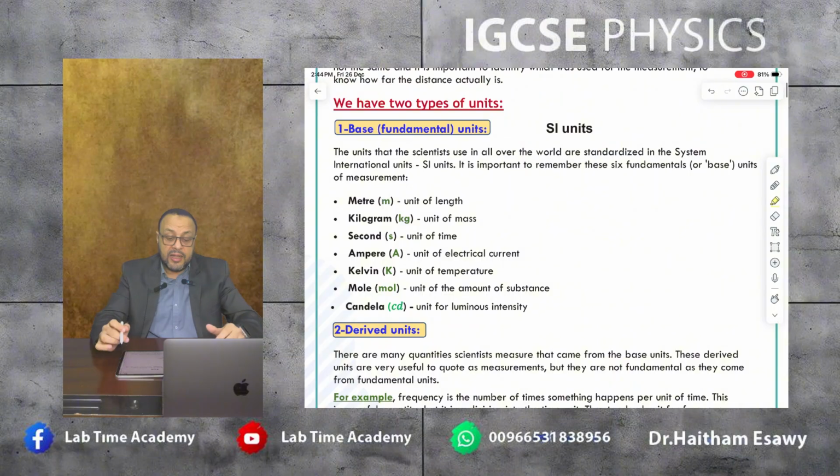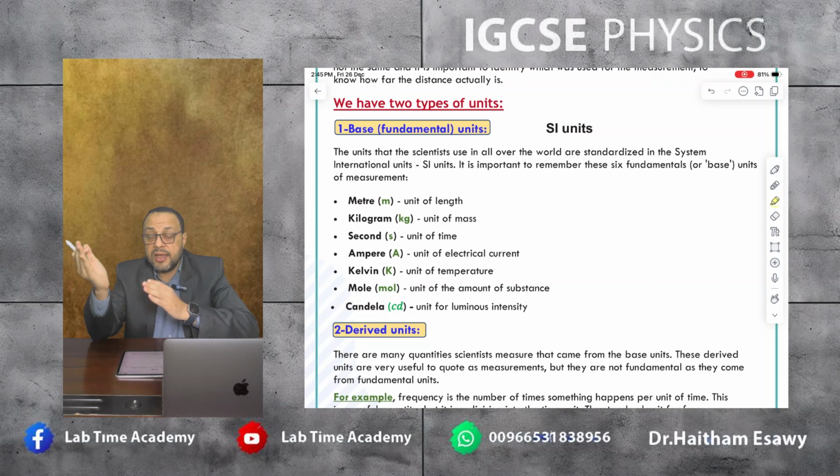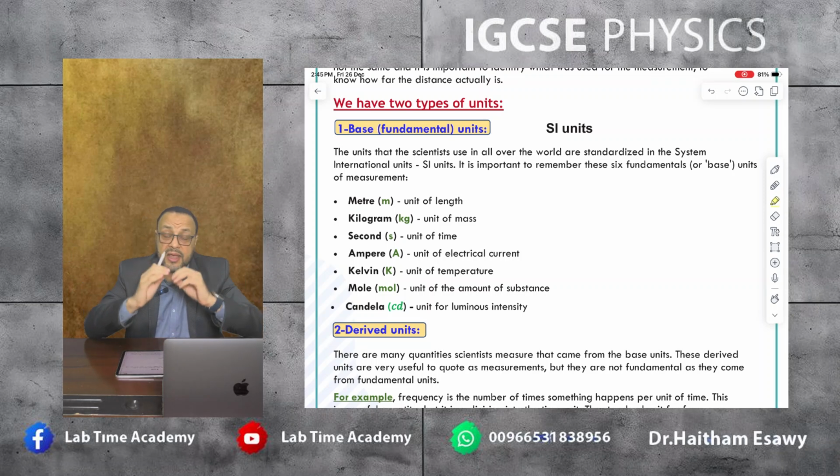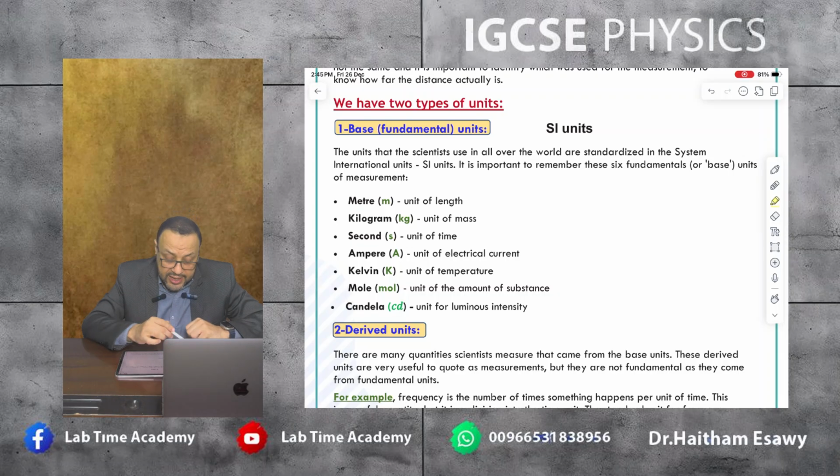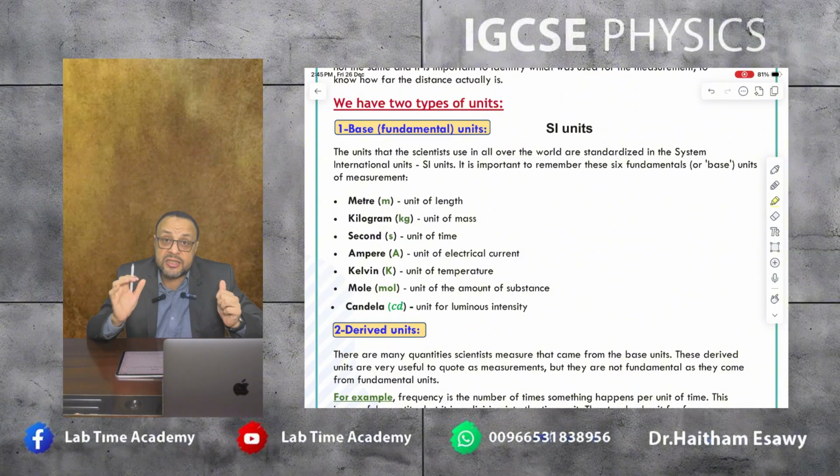Okay. Actually, here we have a very important topic about the difference between types of units. We have 2 types of units. We have base or fundamental units, and we have derived units. The base units are related to the SI unit, System International Unit. I have 7 base units, and you have to take care about all of them.